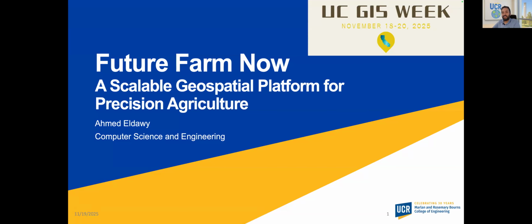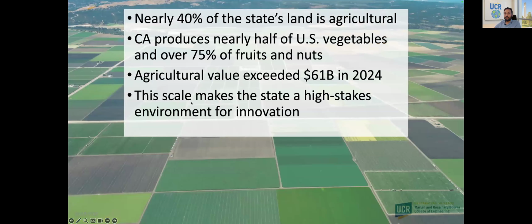Okay, thanks everyone, and thanks for the introduction. The work I'm presenting now is about a project called Future Farm Now. It's basically a website and a mobile application as well that supports farmers in doing precision agriculture. In California, we have a lot of agriculture applications. Nearly 40% of the state's land is used for agriculture. We produce the majority of the U.S. vegetables and produce in general. Like 75% of the fruits and nuts are produced here in California.